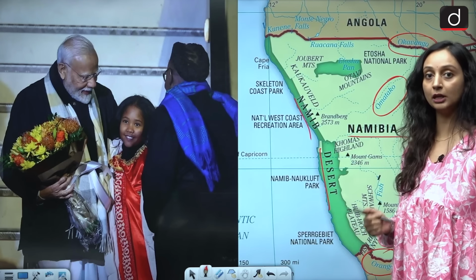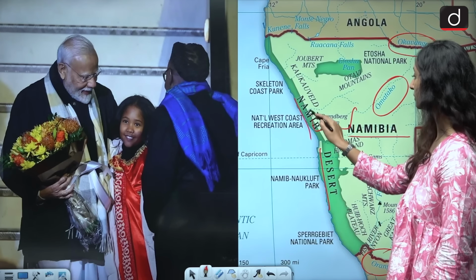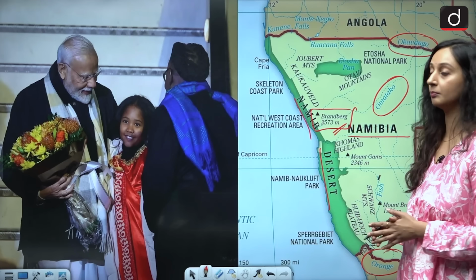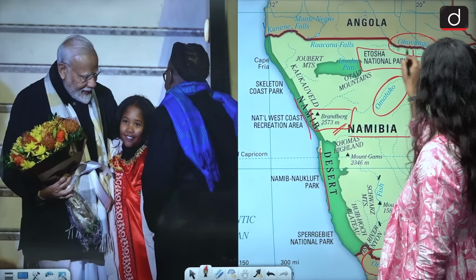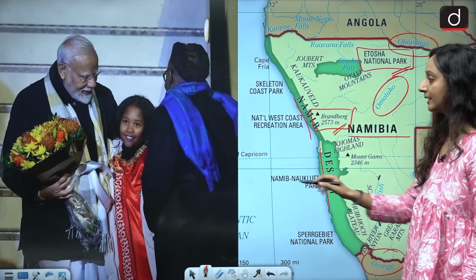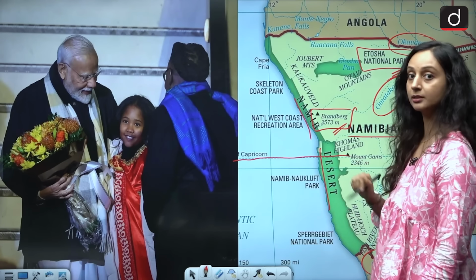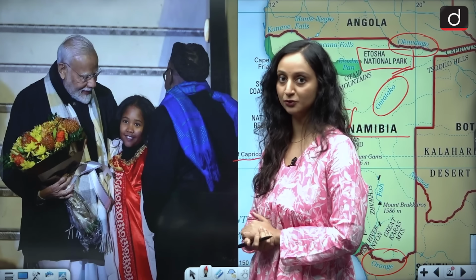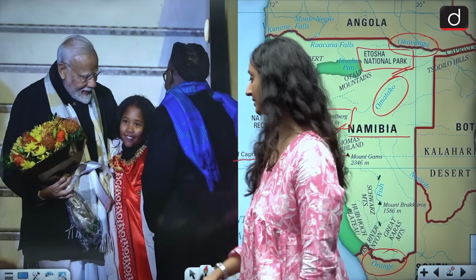The highest mountain peak of Namibia is Brandberg Mountain, which is 2573 meters high, and there is an important national park, which is the Etosha National Park. If we see, the Tropic of Capricorn passes through Namibia, which tells us that this country has huge reserves of solar energy. So these were some basic features about Namibia. Please go through its map for a detailed understanding of this place. And now let us start with today's discussion.